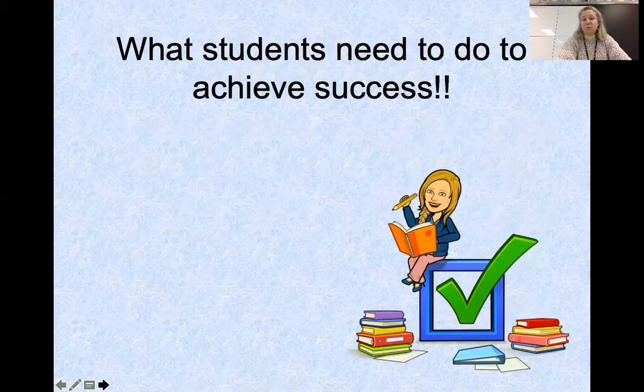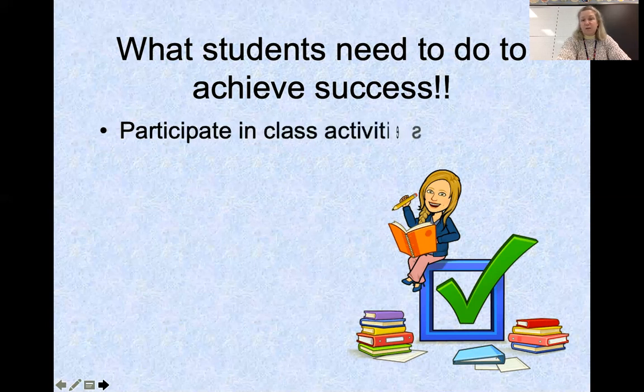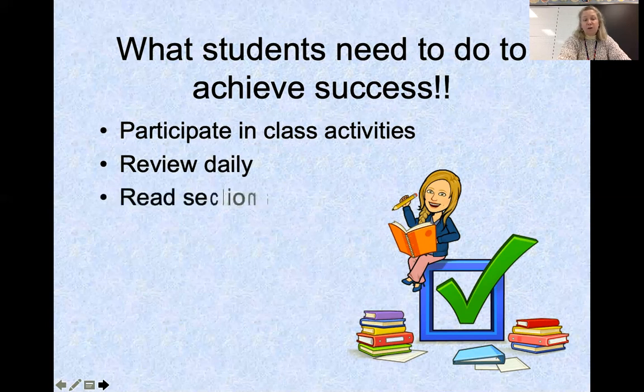What do students need to do to achieve success? Definitely participate in class and the activities as much as they can, ask questions, review daily what they're learning, and read the sections in the book. In Schoology, I do post the sections of the book. If they need a hard copy of the book, they're welcome to talk to me about getting one. But I post the sections so that they can read over them as well, and I would encourage the students to do that.